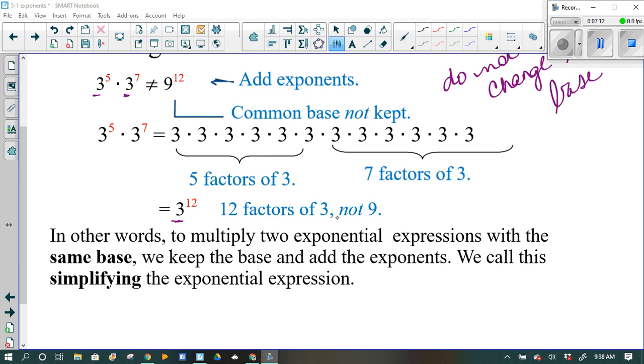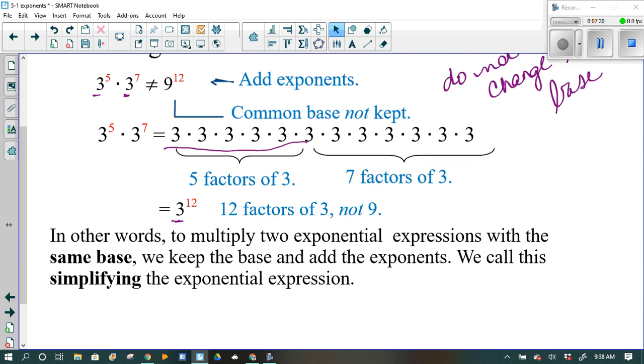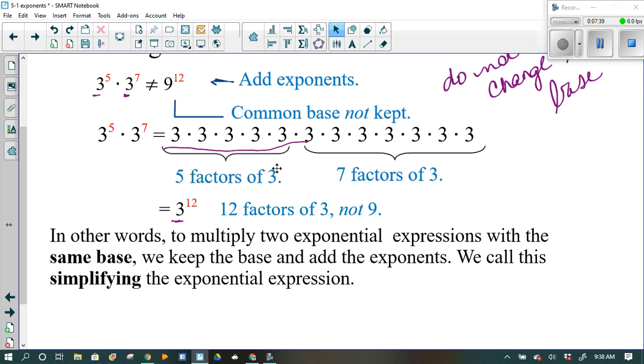All right, so since 3 to the 5th times 3 to the 7th does not equal 9 to the 12th, remember 3 to the 5th, you've got 5. So 1, 2, 3, 4, 5. And then here we'll have 7. So 1, 2, 3, 4, 5, 6, 7. Let's snag that one there. Slide those over. So we have 5 threes and 7 threes, so that makes 12 threes, not 9.